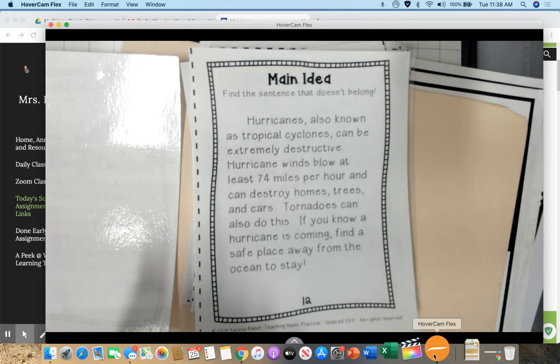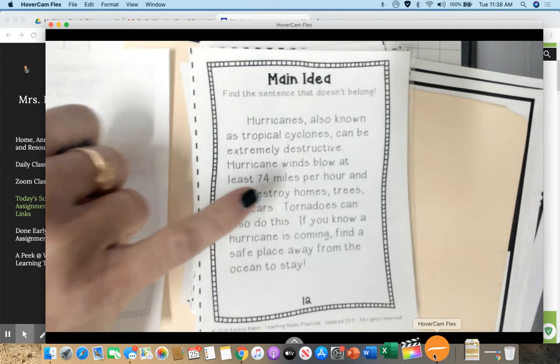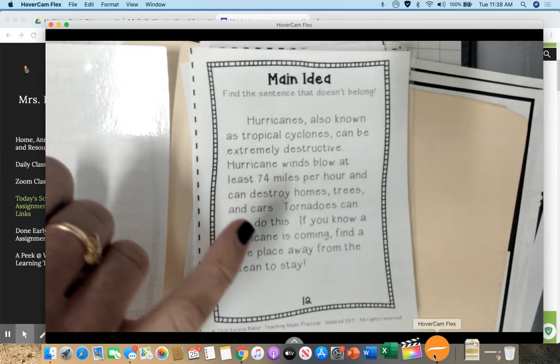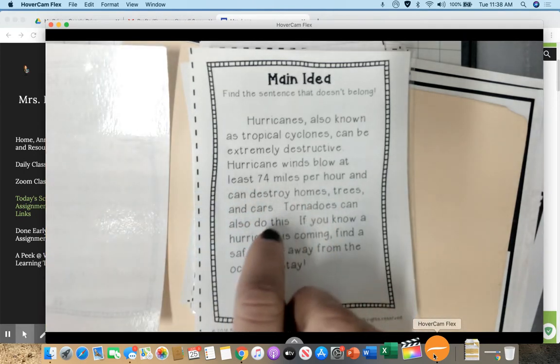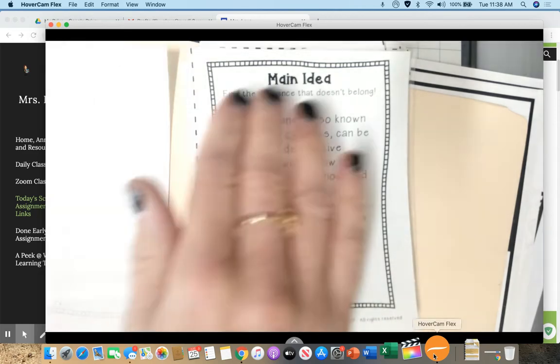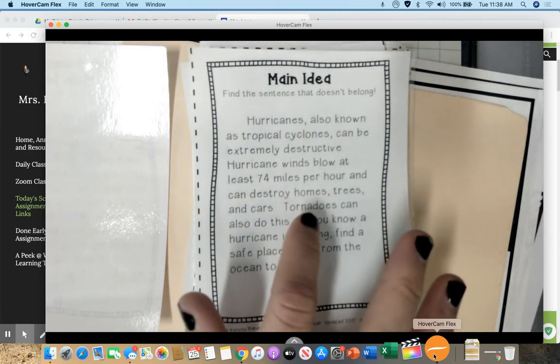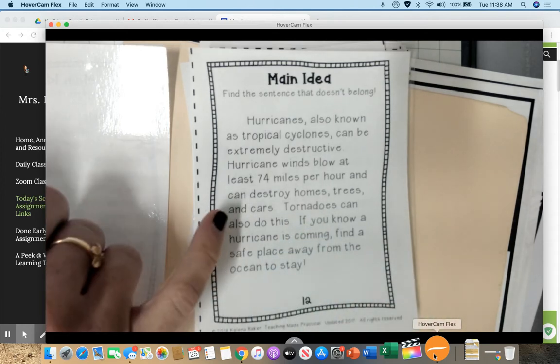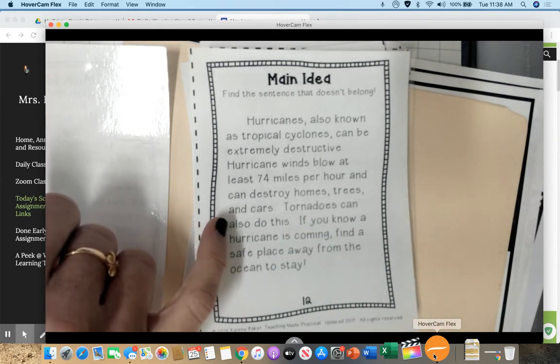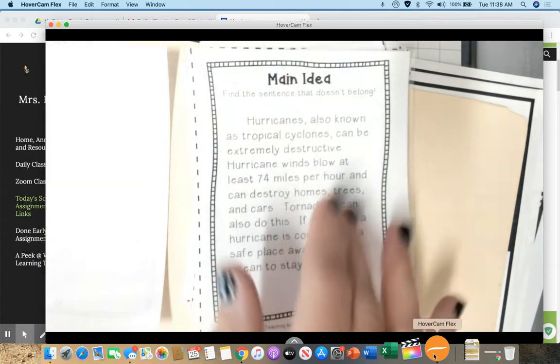The sentence that doesn't belong is right here: "Tornadoes can also do this." You don't want this in this main idea passage. It has nothing to do with hurricanes. We're randomly talking about tornadoes. So this sentence doesn't belong because the main idea of this passage was all about hurricanes.